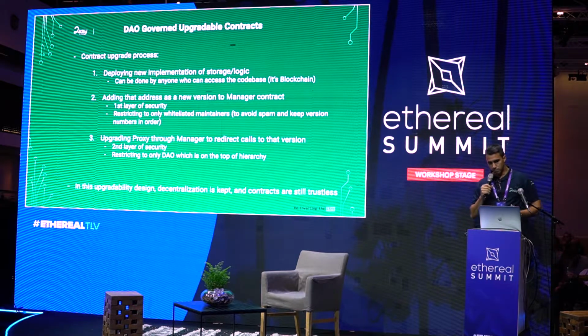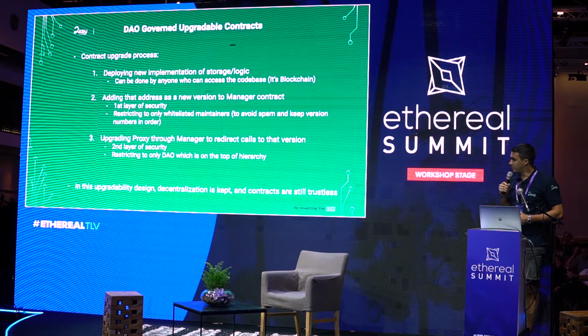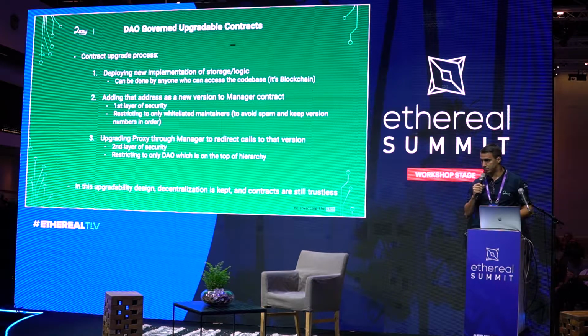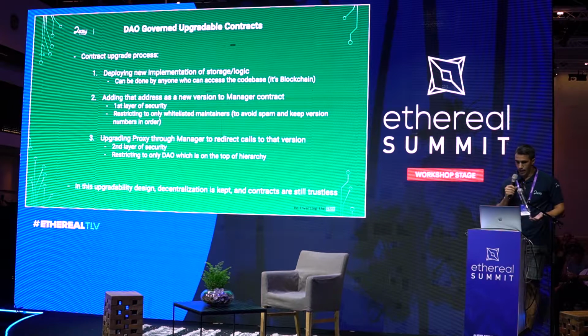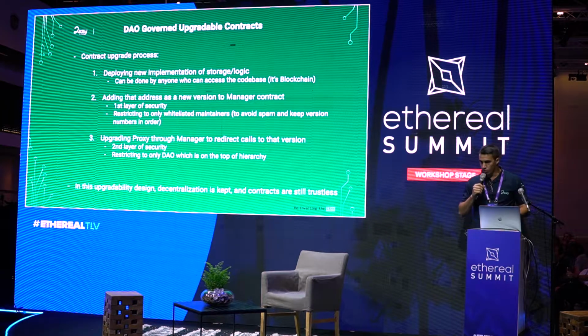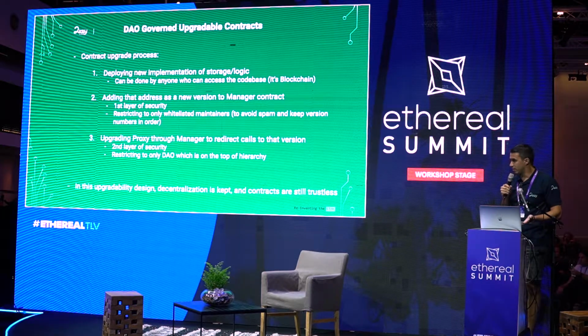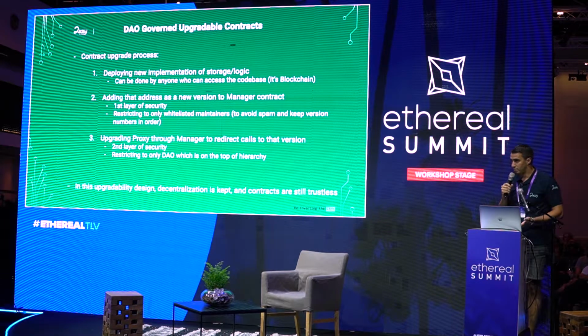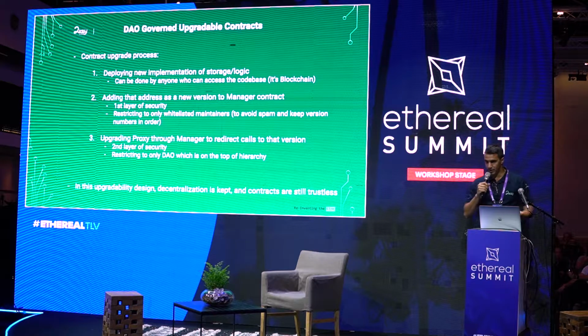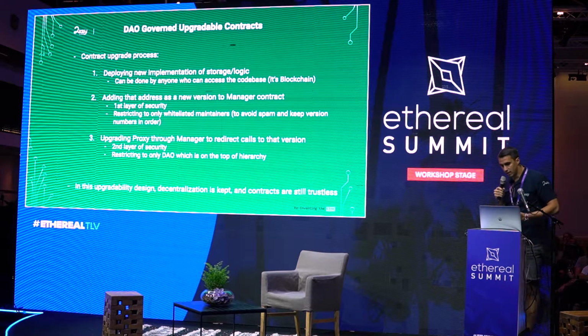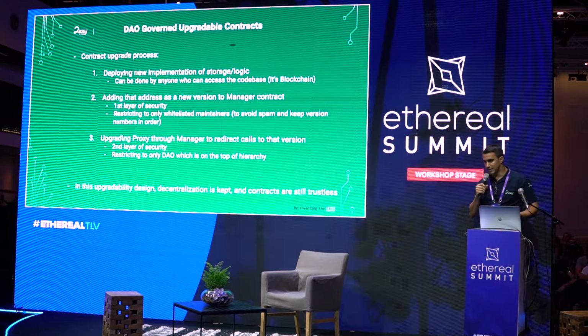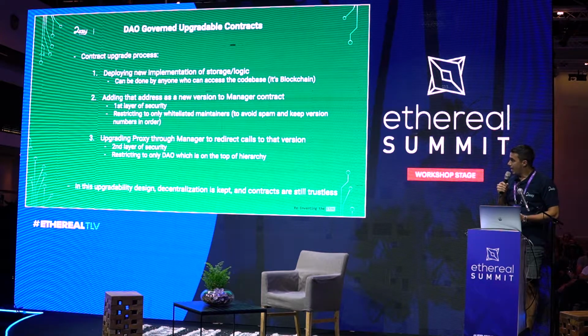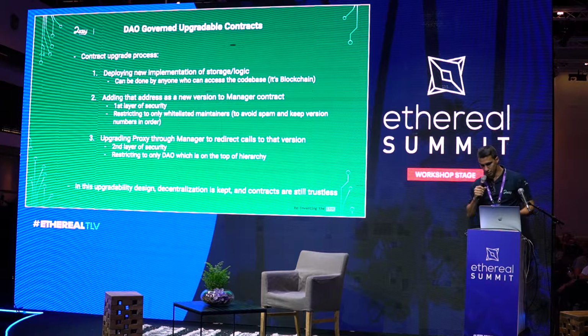So firstly, the contract upgrade process consists of 3 steps, where the first step is deploying the new contract version and the actual code or implementation, which can be done by anyone who has access to the code base, because this is a blockchain, so practically everybody can just perform a transaction and deploy a contract. Then we have the option to add that implementation address as a new version to our manager contract.